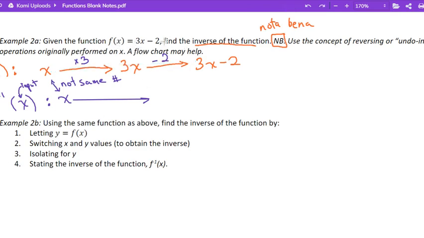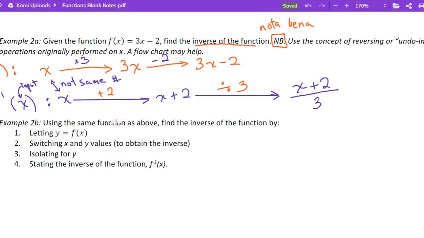Well, I will first reverse the negative 2 by adding 2. So I get x plus 2. Great. After that, I will reverse the next operation, which was the times 3, by dividing by 3. That gives me x plus 2, and now the entire binomial has to be divided by 3. So this is what we've seen before, how to find the inverse function.